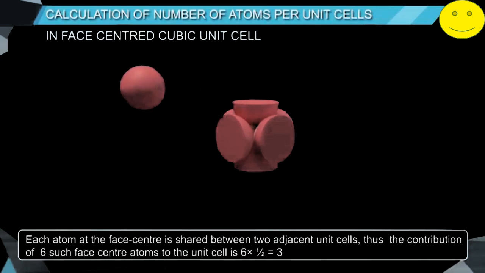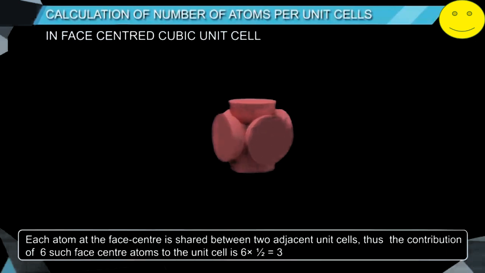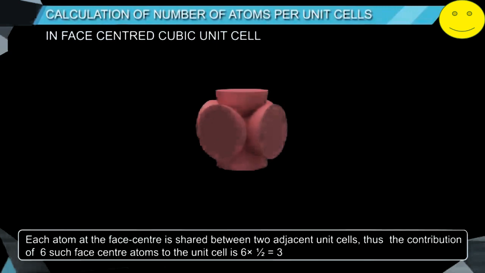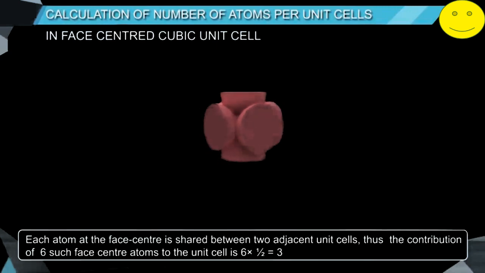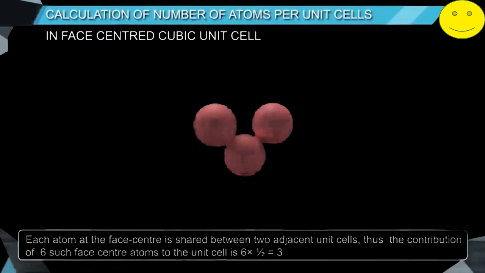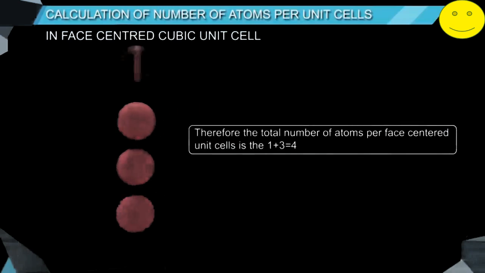Each atom at the face center is shared between the 2 adjacent unit cells. Thus, the contribution of 6 such face-center atoms to the unit cell is 6 multiplied by 1/2 equal to 3 atoms. Therefore, the total number of atoms per face-centered unit cell is 1 plus 3, that is equal to 4.